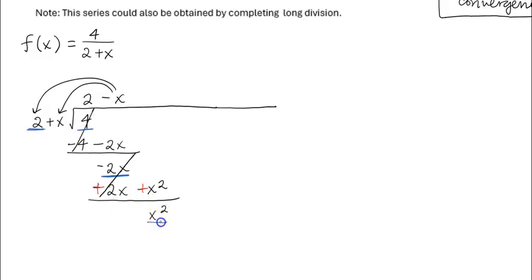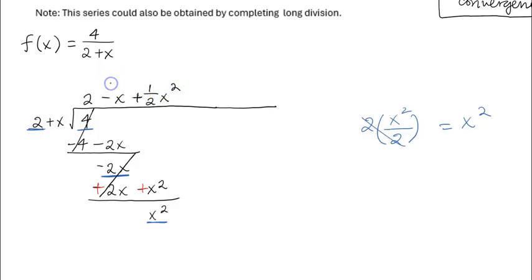The process continues. What do we multiply 2 by to get x squared? Think about that for a second. What do you multiply 2 by to get x squared? Well, whatever I put inside these parentheses, I need to cancel out the 2. And I need to be getting an x squared in the top. So I multiply it by 1/2 x squared. And now multiply that 1/2 x squared by the 2 plus x on the outside, leaving me with x squared plus 1/2 x cubed.